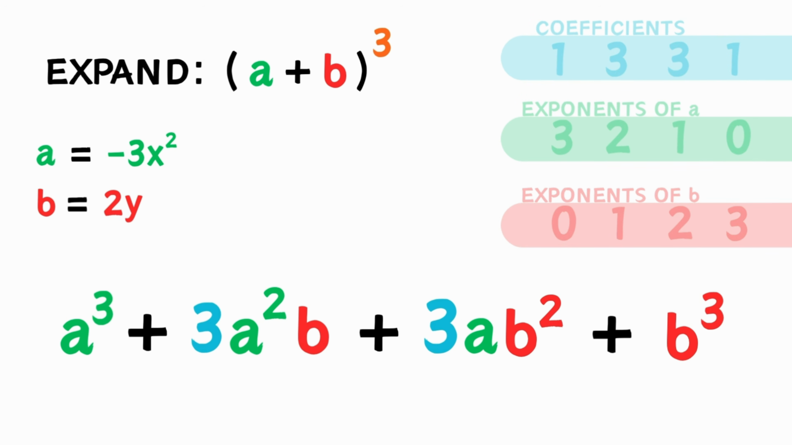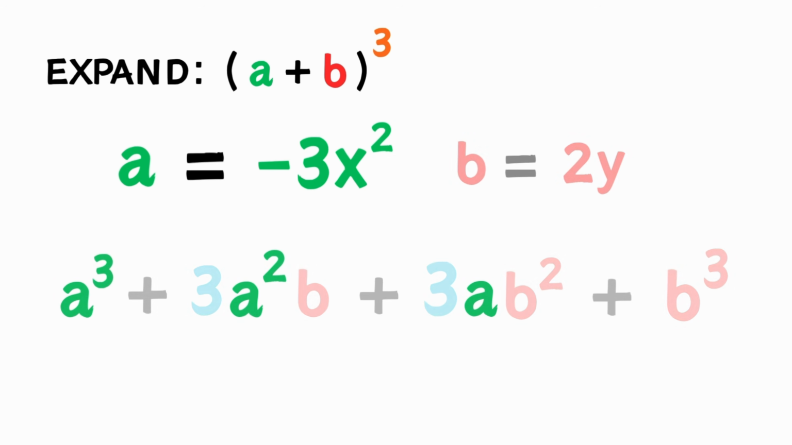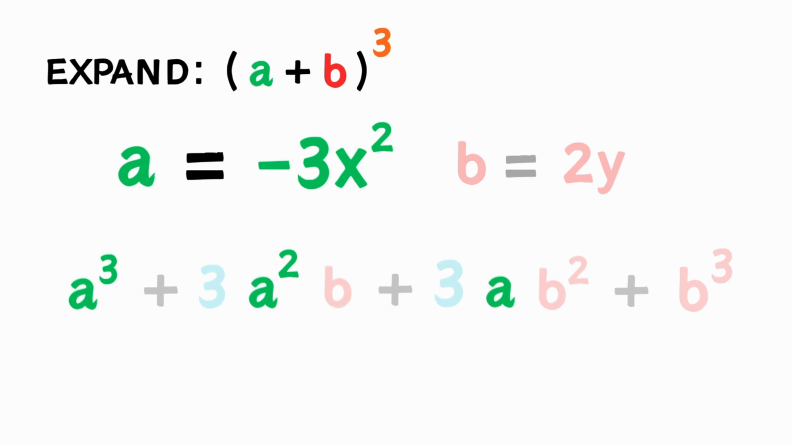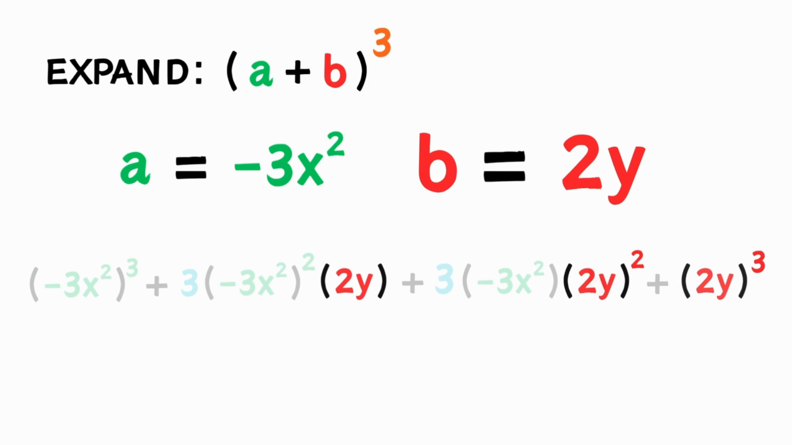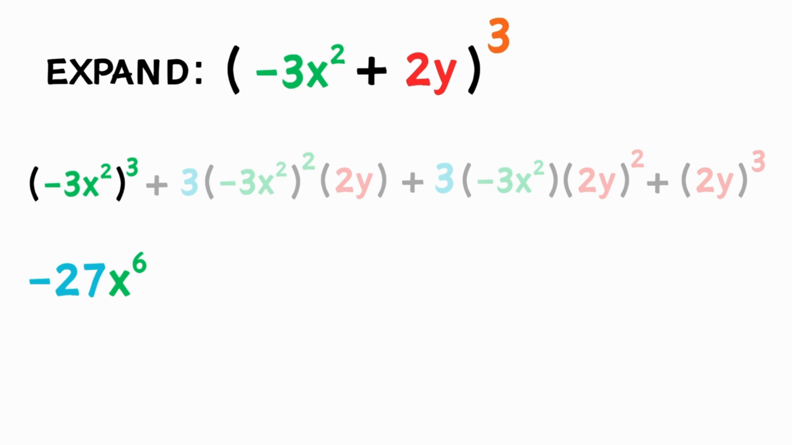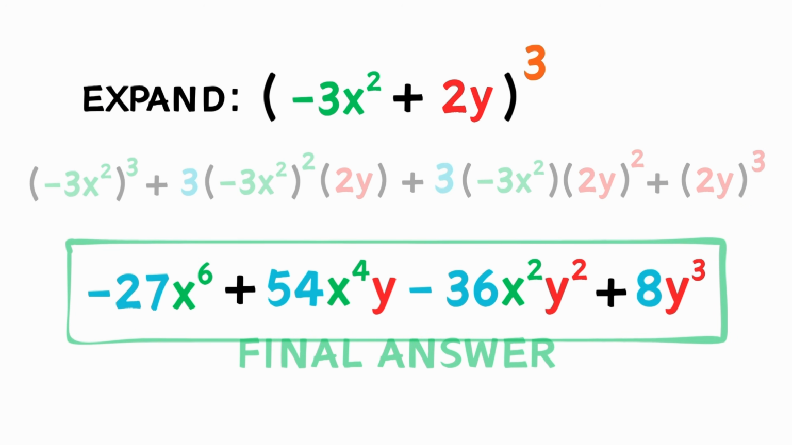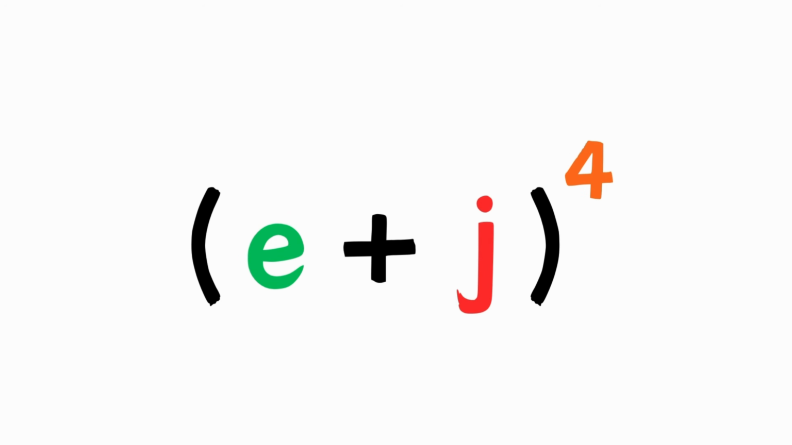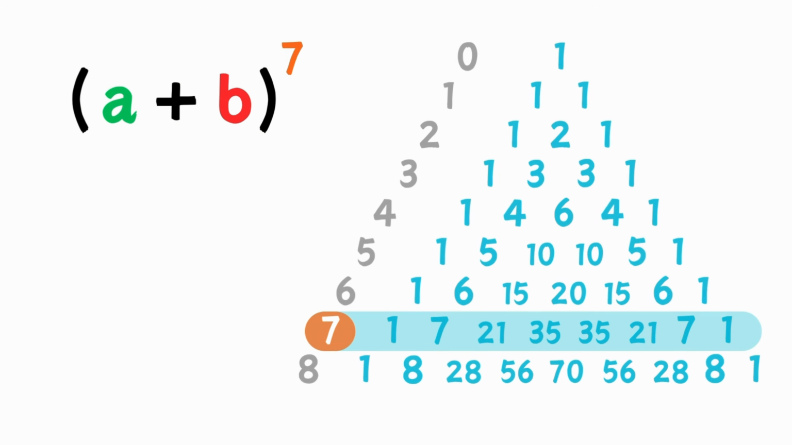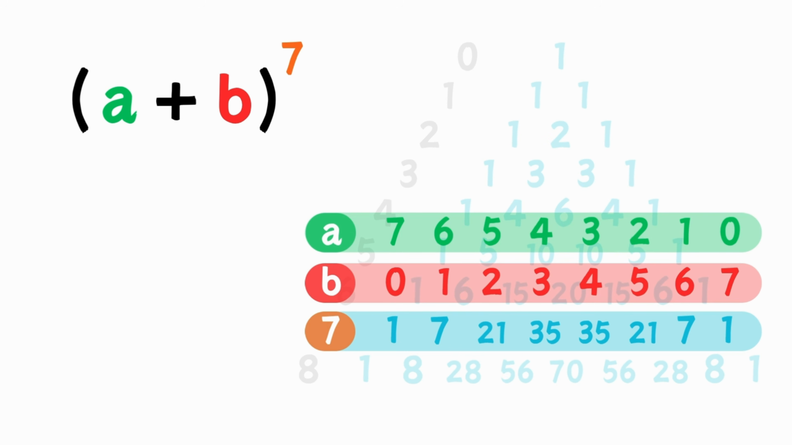Alright, with the binomial expanded, we must substitute back the original values of the variables. We set a to negative 3x squared, so let's put that back, and b is 2y. From here, it's a simple matter of simplification. And once we clean things up, we get this. Beautiful. That's our final answer. You can use this technique to expand all kinds of binomials raised to various integer exponents. All you have to do is construct Pascal's triangle to find the coefficients and do a bit of counting, and that binomial is yours for the taking.